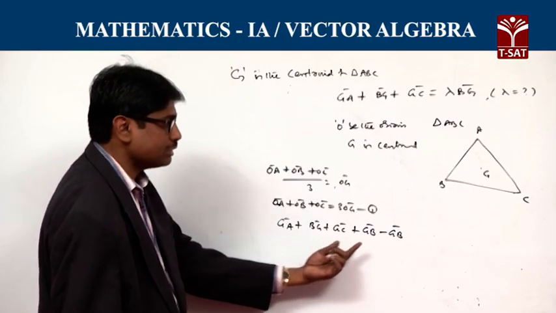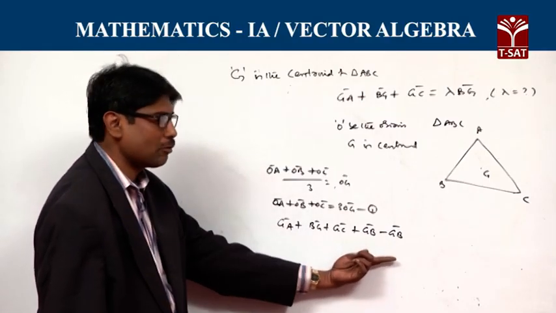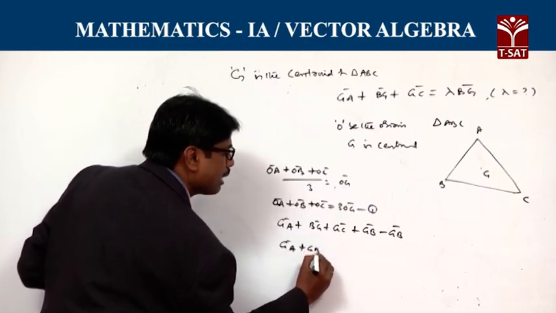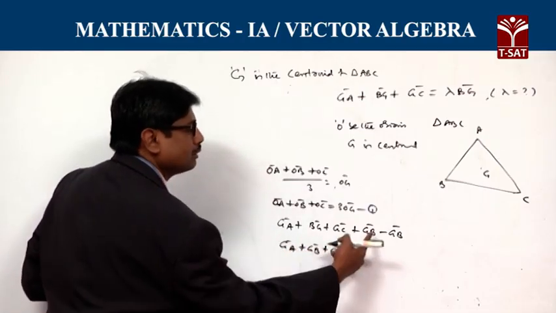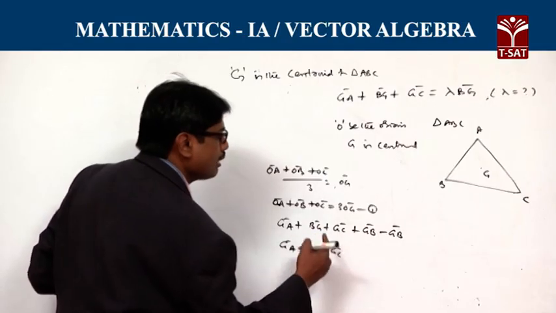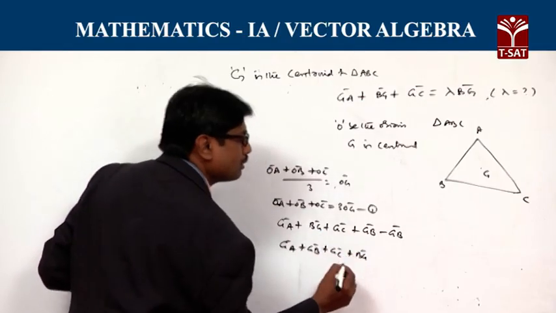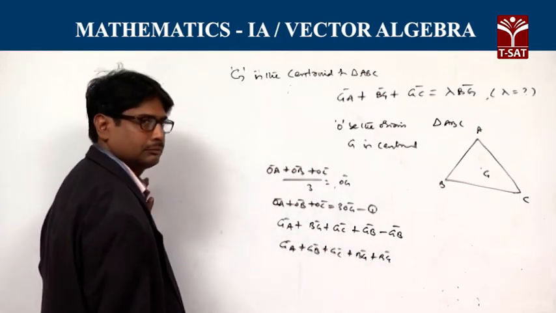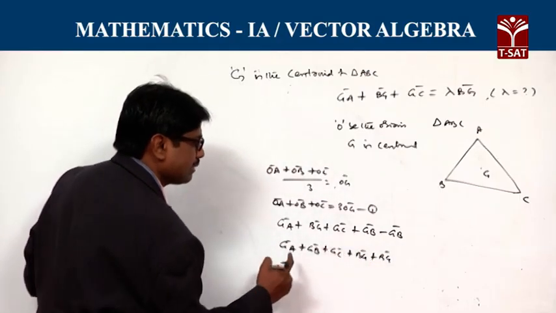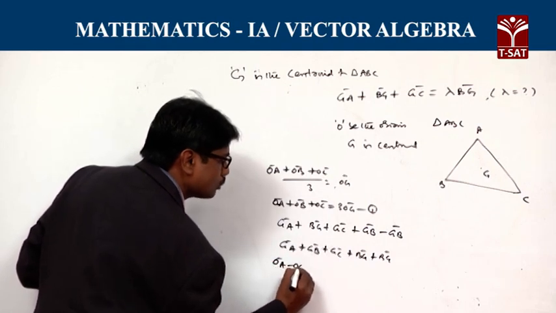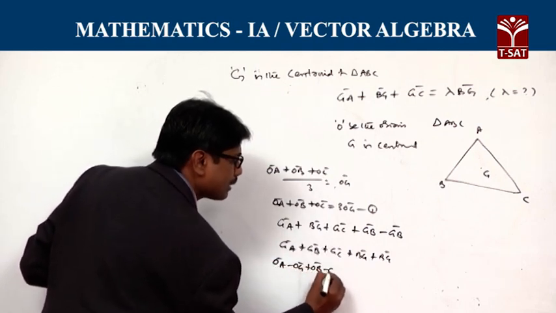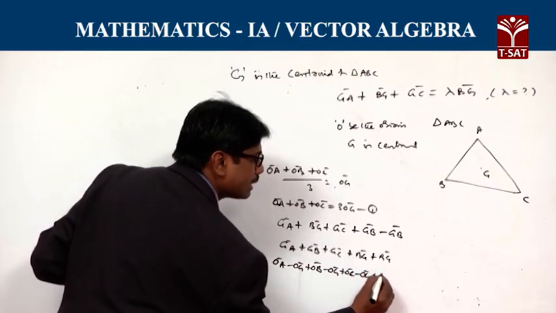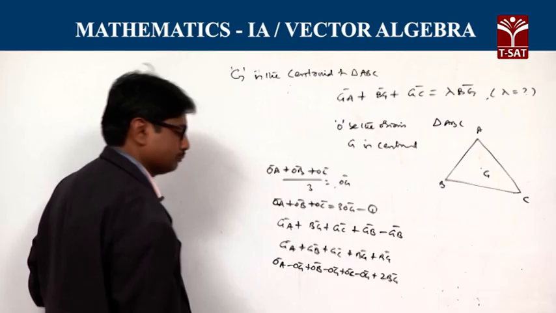Added and subtracted. GB bar is the opposite vector of BG bar. So, it will be GA bar plus GB bar plus GC bar, writing these 3 vectors together, plus BG bar minus GB bar can be written as BG bar. As we expressed in the position vector, it will be OA bar minus OG bar plus OB bar minus OG bar plus OC bar minus OG bar plus 2 times of BG bar.